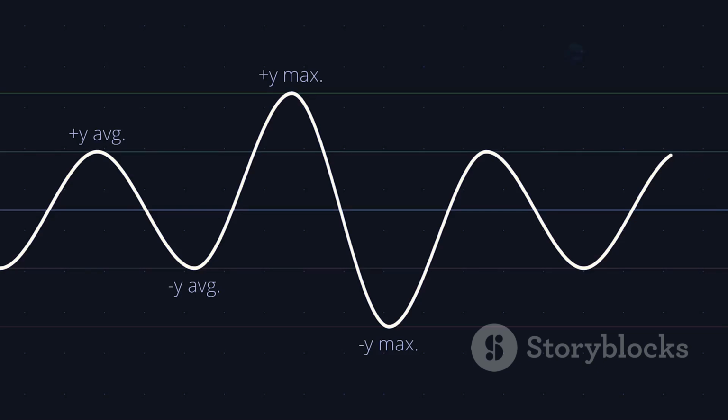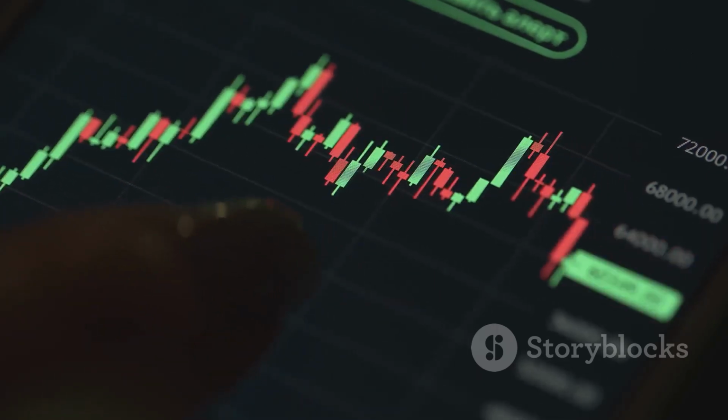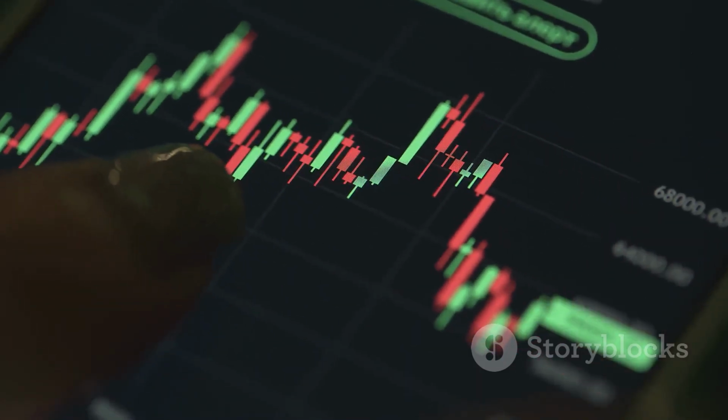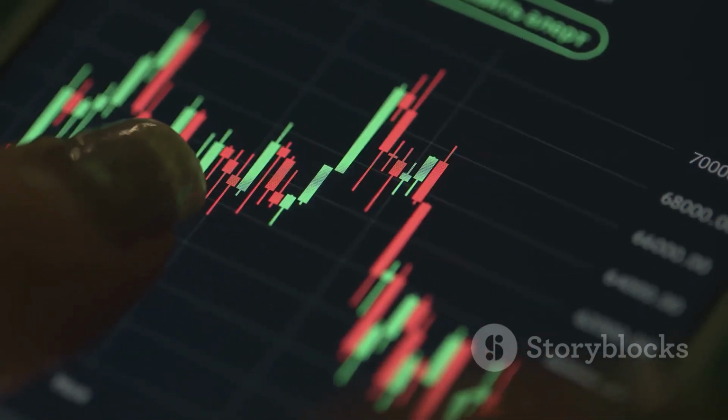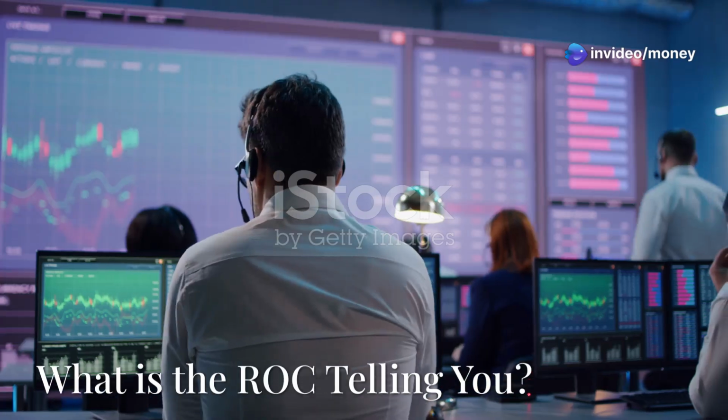This percentage is then plotted as a line on your chart, usually below the main price chart, oscillating above and below a zero line. In the next chapter, we'll dive into how to interpret what this oscillating line is actually telling you about the market. But for now, just remember that formula and what each part represents.